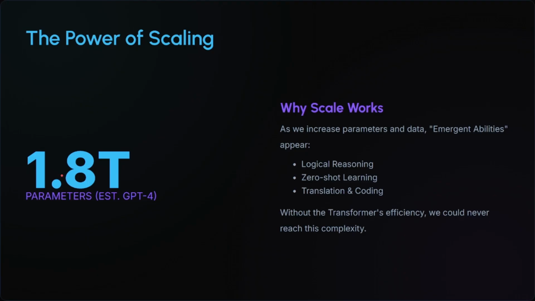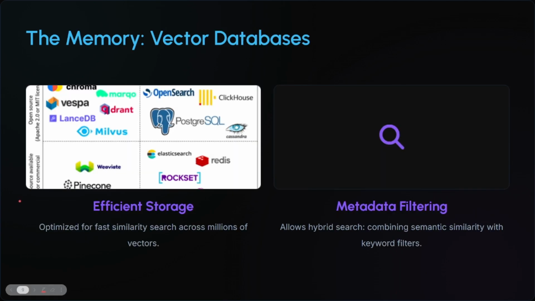So here is the power of scaling. Why does scaling work? As we increase parameters and data, emergent abilities appear: logical reasoning, layer by layer, zero shot learning, translation and coding. Without the transformer's efficiency, we could never reach this complexity. So we trained 1.8 trillion parameters and established GPT-4.